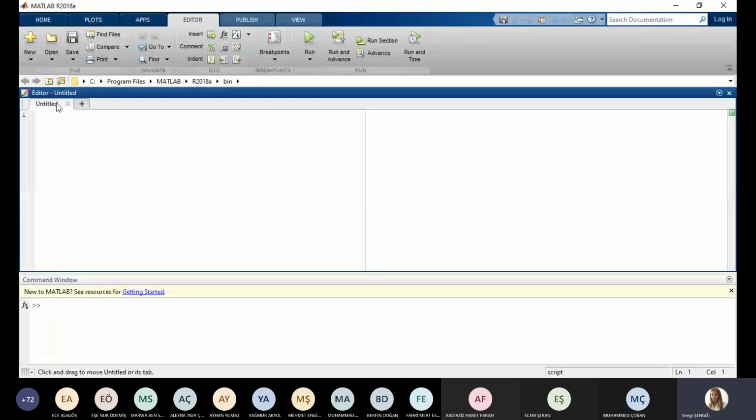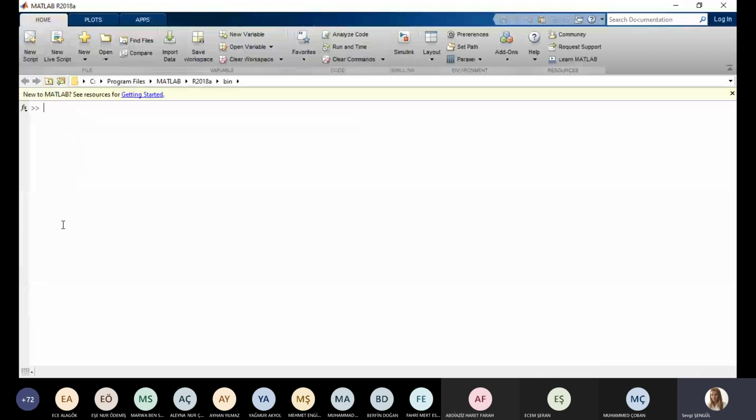We will be dealing with the console and with script programming. Scripts we will come to next week. You can write your formulas and things in here, save that and run that. But for the command window, you don't need to save it. You can just press enter and see the solution directly.